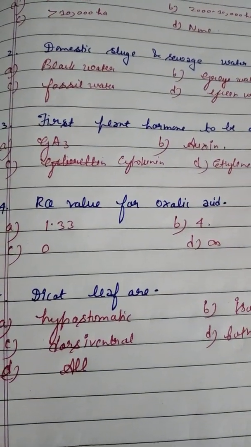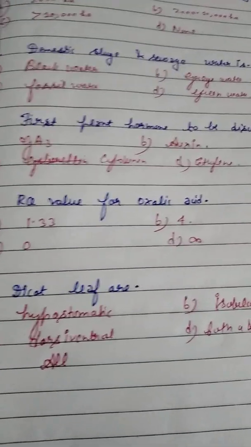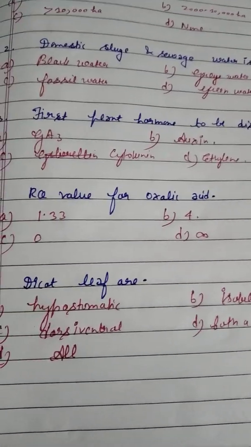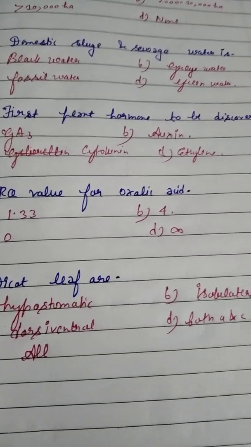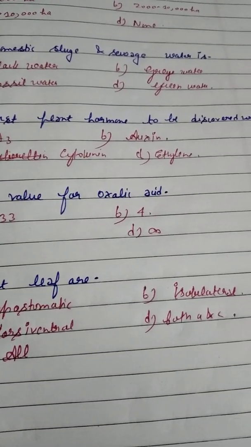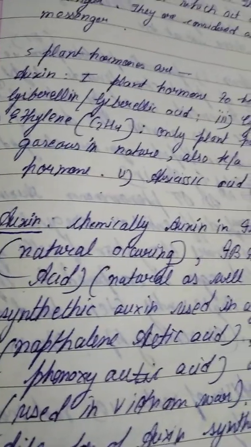Physiology questions are often asked in various competitive exams. So you have to tell which is the first plant hormone to be discovered. Option A GA3, option B auxin, option C cytokinin, option D ethylene. So what is the first plant hormone to be discovered? So student, of course it's auxin.